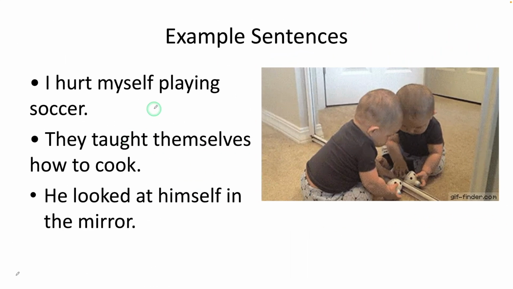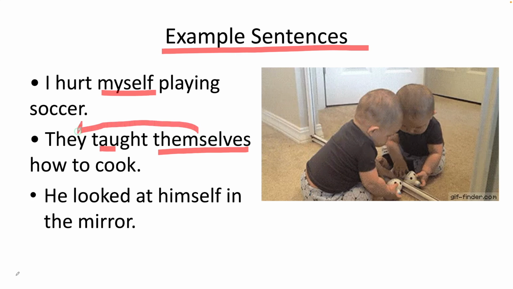All right, next one. So here's some examples. I hurt myself playing soccer. Or they taught themselves how to cook. So notice there's a verb here, and then the reflexive pronoun. You cannot put the reflexive pronoun in the beginning. You can't do that. So they taught themselves how to cook.